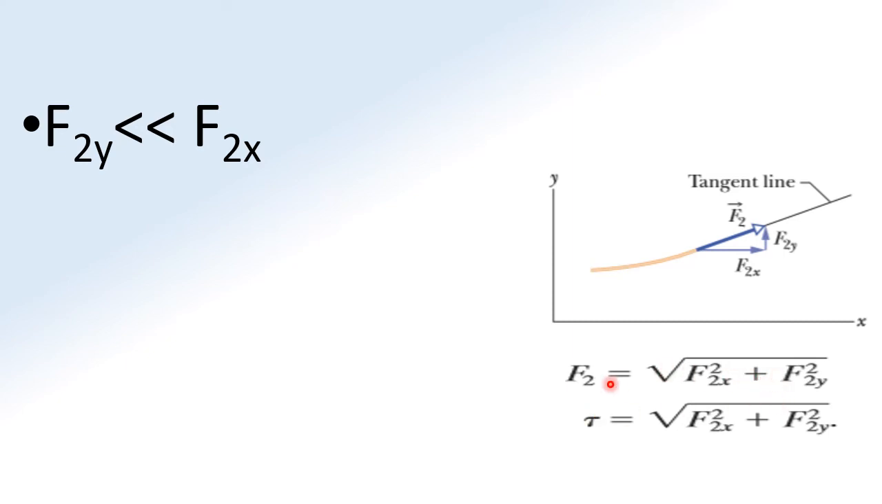Here it is. Also, we have discussed that the magnitude of the force is equal to the tension T in this string. So we have replaced the magnitude of the force F2 by the tension T here. And finally, the equation is F2 equals the square root of F2x square plus F2y square.